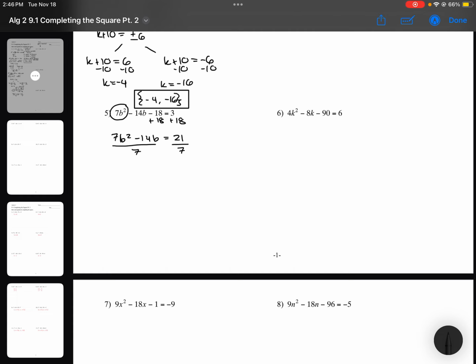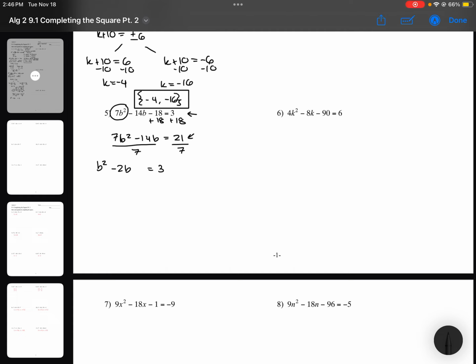You're basically dividing every single term by 7, which is going to leave us with b squared minus 2b. I'll leave a little room. I need to add something in a second, and then equals 3. Part of the reason I didn't start dividing everything up here was because 18 is not divisible by 7 and 3 is not divisible by 7. But when I add over the 18, I do get a number that divides nicely.